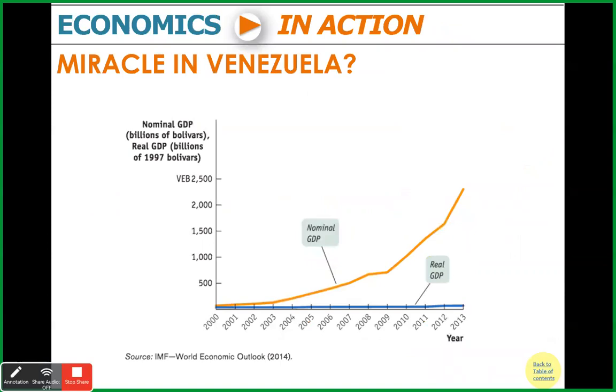And the other example shows you the value of real GDP, or why real GDP is important. If we look at Venezuela, if we look at nominal GDP, this country is growing like crazy, right? But what matters is that they actually did not grow much. This is their real GDP. And what explains the gap between these two?